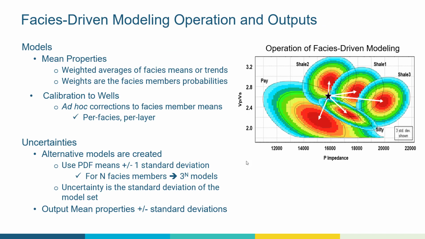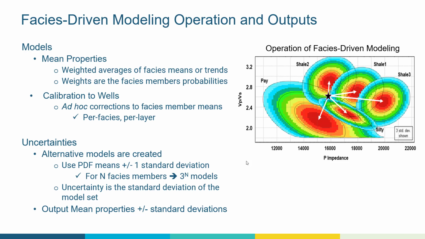Okay, how does it actually work? The mean properties that we've gathered from our PDFs are used to make weighted averages at particular points in property space. So if you look at the right-hand side of the cartoon, there's a star in the middle, and we might want to ascertain the value of a property, be it P impedance, VPVS, or something else at that point.